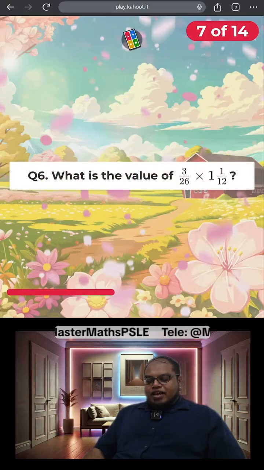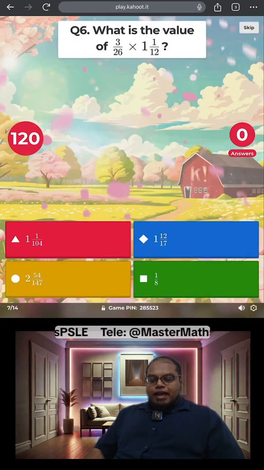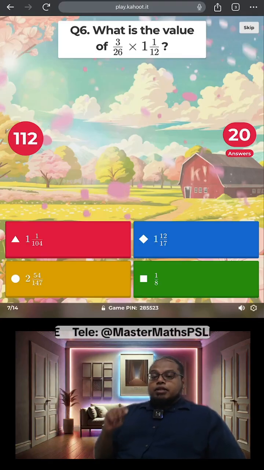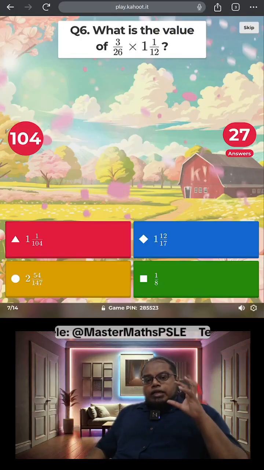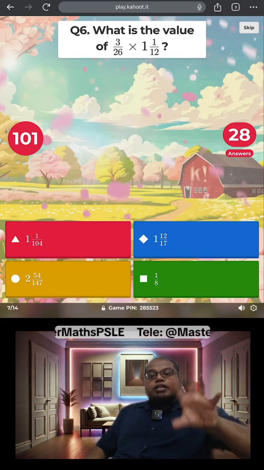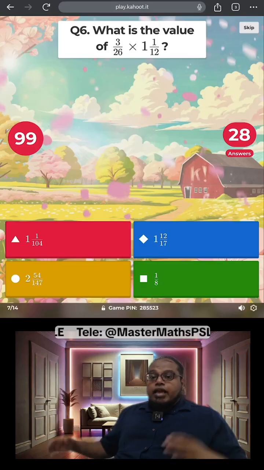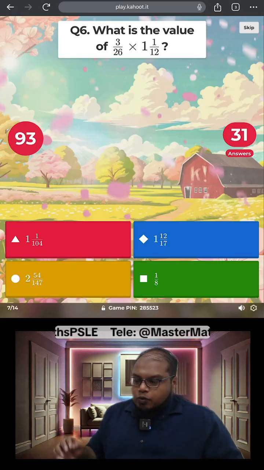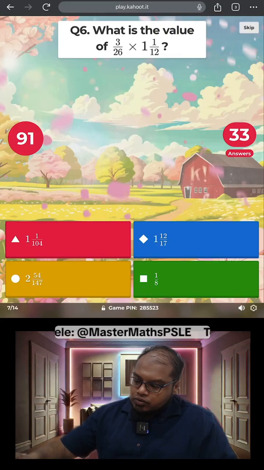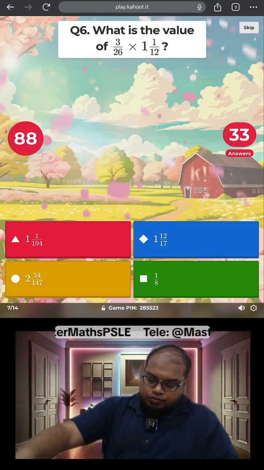Now the next one, 3 over 26 multiplied by 1 and 1 out of 12. So what is the answer? 3 over 26 multiplied by 1 whole and 1 out of 12. Remember, just like just now, the mixed number there, change it to an improper fraction, then you multiply. Come on, you can do it, let's go. 1.5 more minutes.